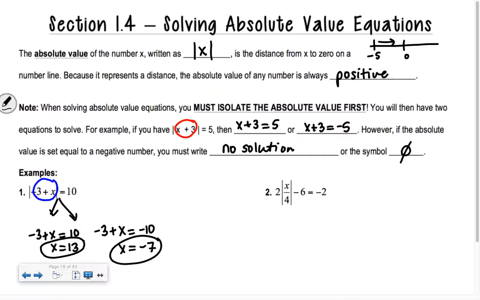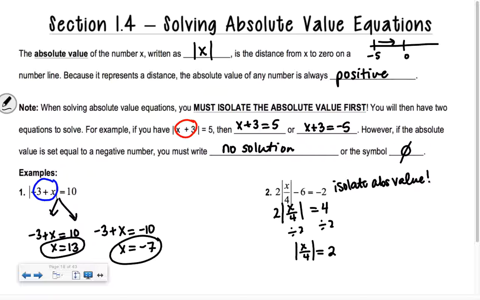All right, now this next one, it is not isolated. Do you guys see the difference? The absolute value is not by itself. So kind of treat it like a variable, just like you're solving an equation, get the plus 6. So add the 6 to the other side. So do that first. And then we divide by 2. So we get |x/4| = 2. So we isolated the absolute value first. So now that it's isolated, you can break it into those two equations.